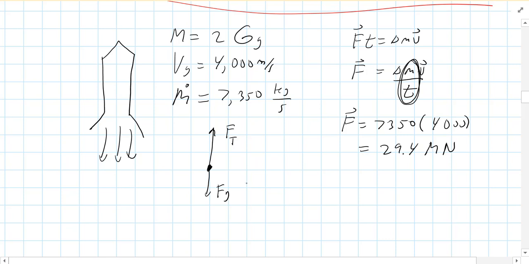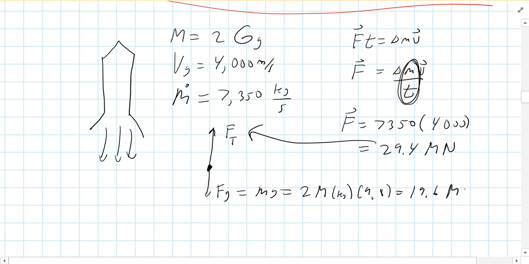Now, that's this number right there in our FBD. The force of gravity, well, that's mass times acceleration of gravity. The mass is 2 gigagrams. We need to make that into kilograms. Kilo is 10 to the third, mega is 10 to the sixth, and giga is 10 to the ninth. So to get from 10 to the third to 10 to the ninth, it's a 10 to the sixth, which is a mega. So this is 2 mega kilograms, okay, times 9.8, and you get 19.6 meganewtons. Now, if that bothers you, you can just convert this to kilograms, and you're going to get 19.6 million newtons, which is fine. But it's kind of nice to do a shortcut this way.